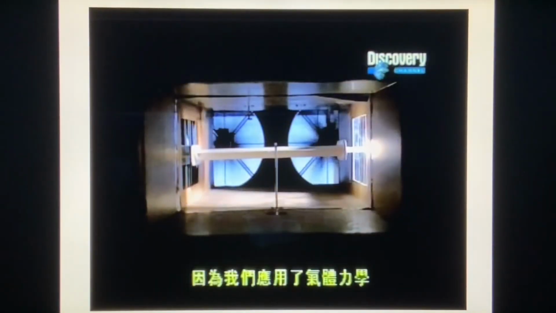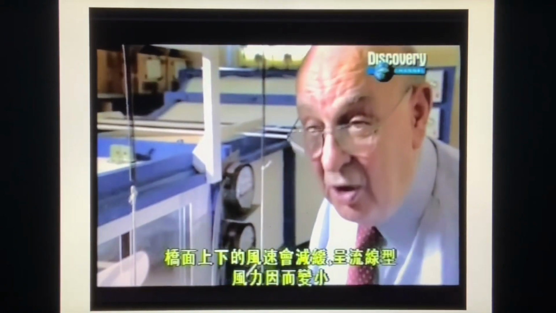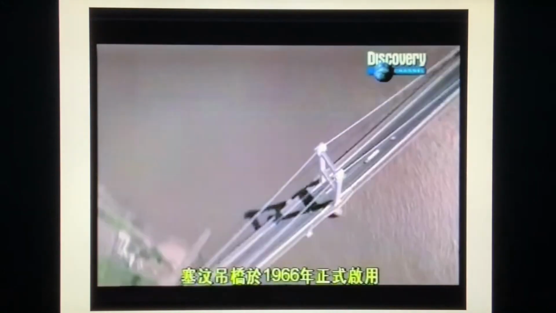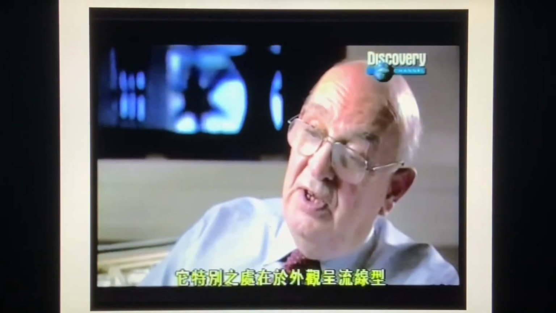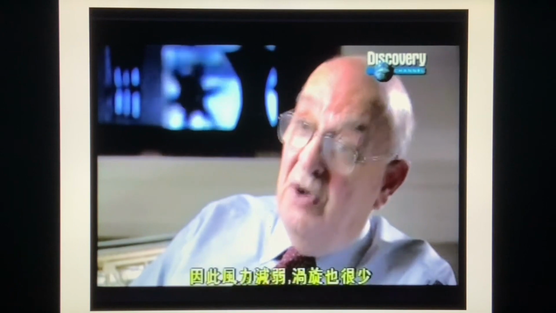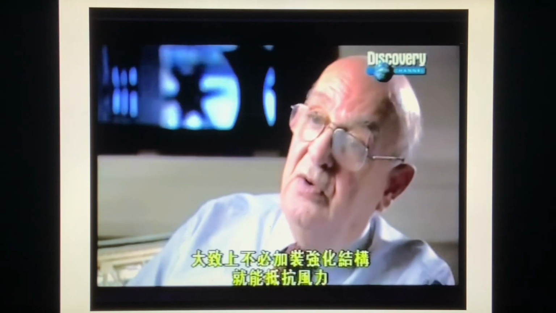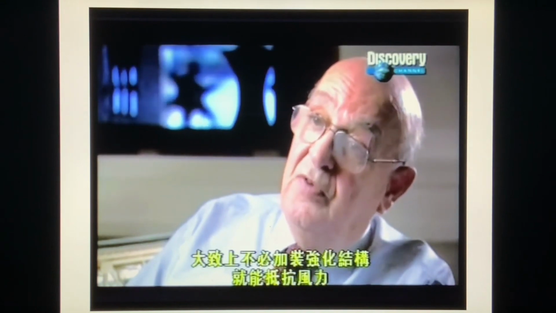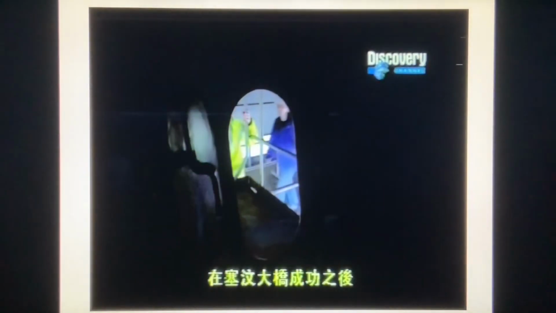This is because we have an aerodynamic section, the wind is flowing above and below it, streamlined, and the forces are low. The Severn Suspension Bridge was opened in 1966 and would lead the way in modern bridges. The magic is that it is streamlined and therefore the wind forces are low and there are very few vortices. So generally speaking, we don't need to add structural resistance to overcome the wind forces. After the success of the Severn, bridges around the world were built with aerodynamic decks, starting with the Humber.